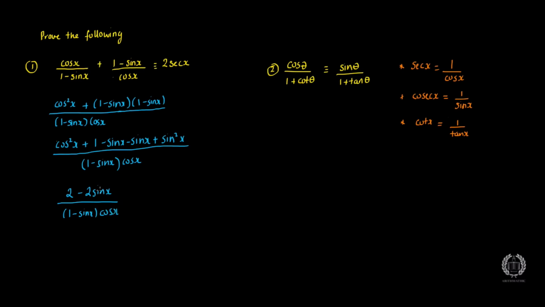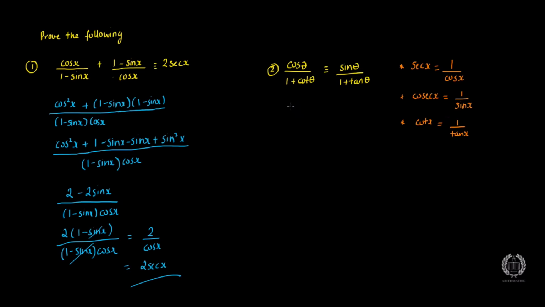Now what we can do here is take 2 out, because 2 is in common. So then you're left with 1 minus sin x over 1 minus sin x and then cos x. You can see you can cancel these 2 out. That goes away, so then you're left with 2 over cos x. And 2 over cos x can be written as 2 sec x, because sec x is 1 over cos x. And that's pretty much how you prove this one.